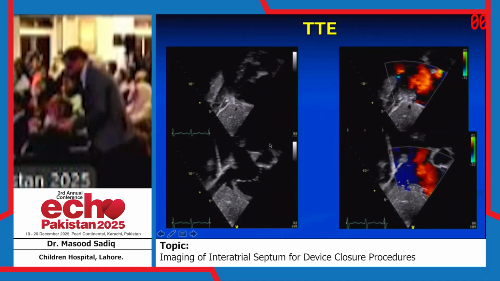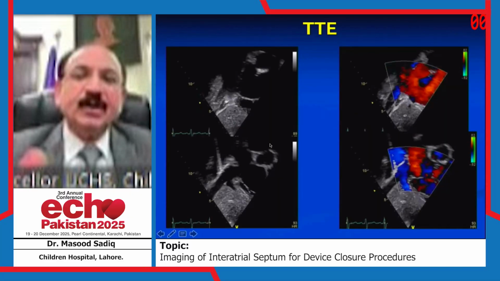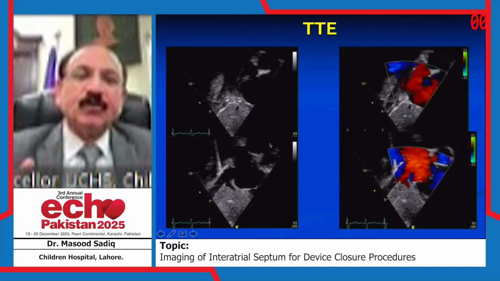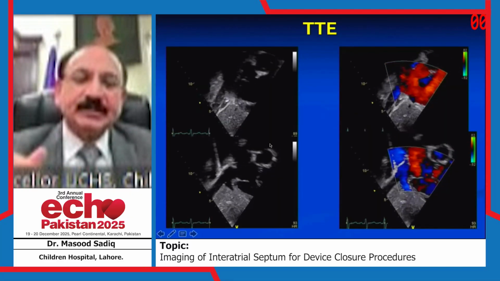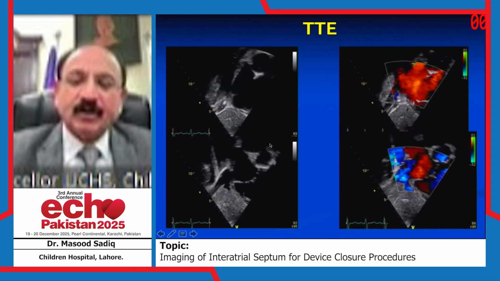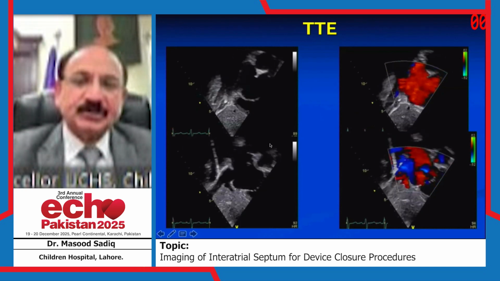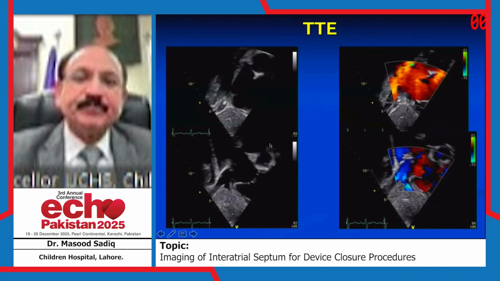You can rotate around in the subcostal window and make sure that you look at all the margins of the interatrial septum to make sure that we are not missing any of these margins. Of course, both on color and 2D.